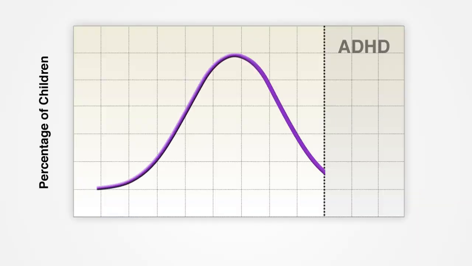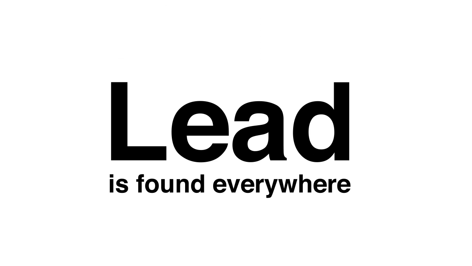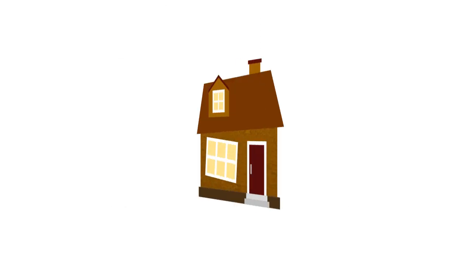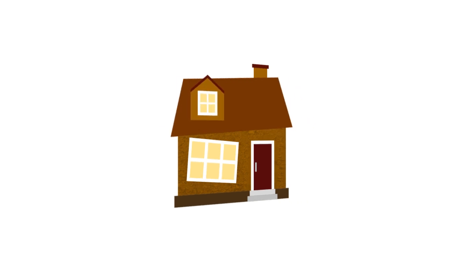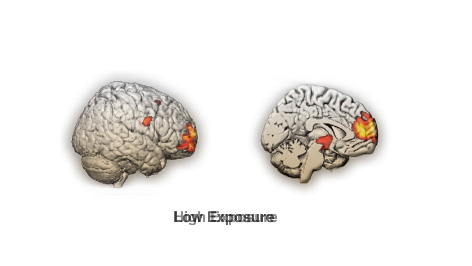This curve looks at the total population of children, but some children, like those who are exposed to lead, are at higher risk for ADHD. Lead is found everywhere, but some children are at higher risk for lead exposure, like children who are exposed to lead in older housing or plumbing. Lead damages brain cells and alters neurotransmitters like dopamine in the prefrontal cortex, the same area responsible for ADHD.